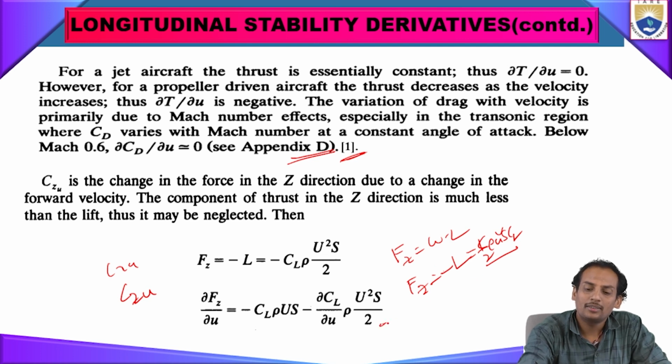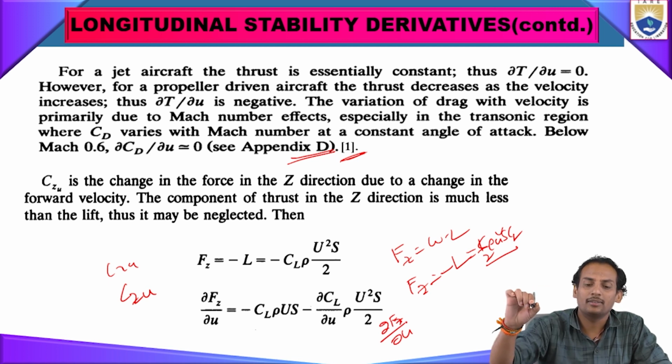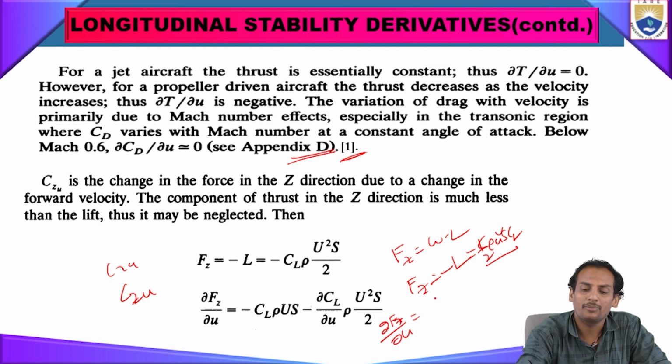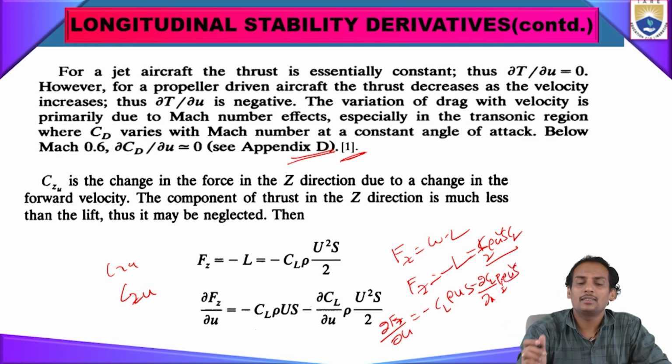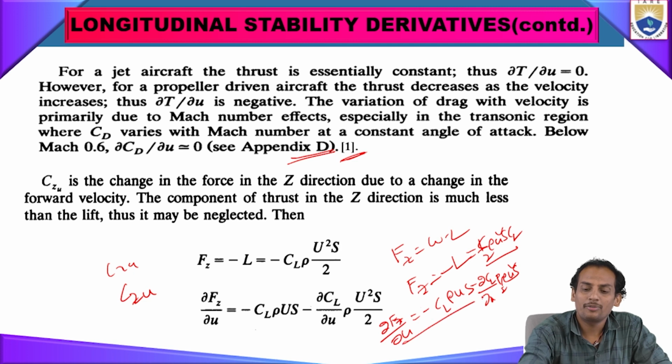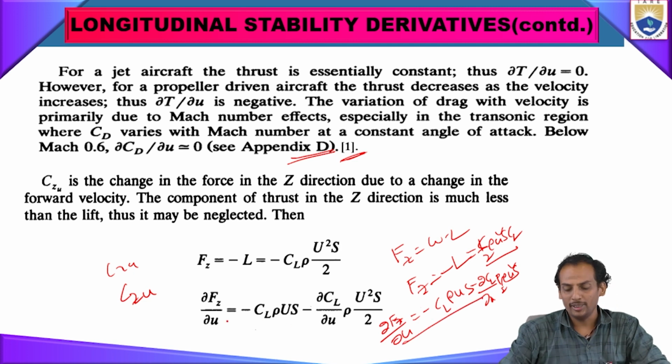So then what is dou Fz by dou u? Again, with respect to the linear velocity, what is the change in force with respect to that? With respect to u, that will be minus CL rho u S minus dou CL by dou u into half rho u square S, right? So this is the expression for dou Fz by dou u.